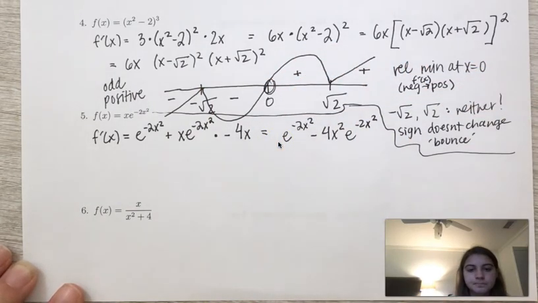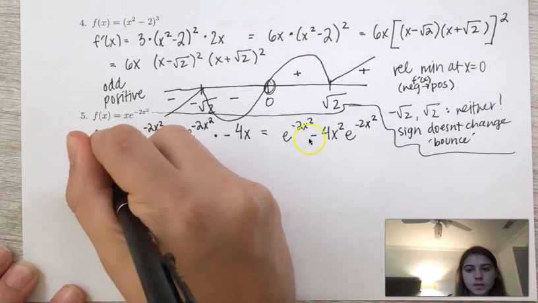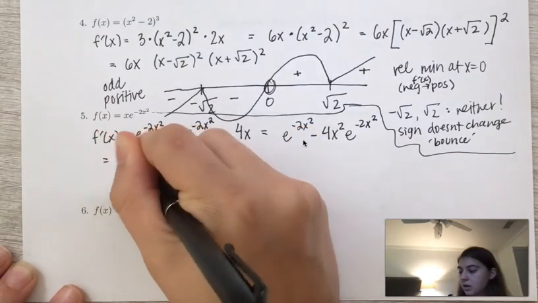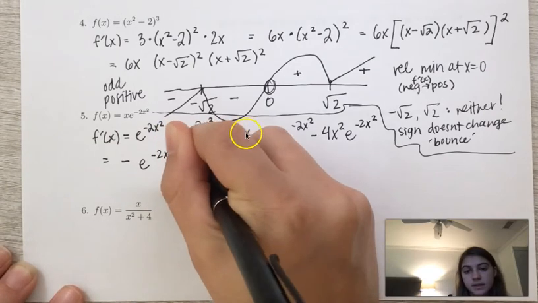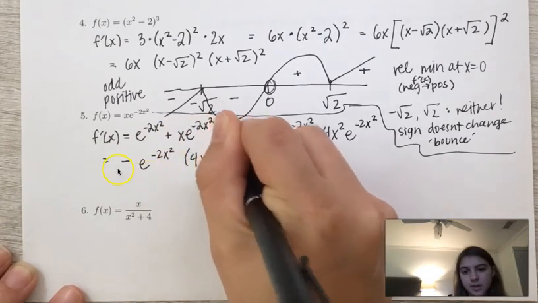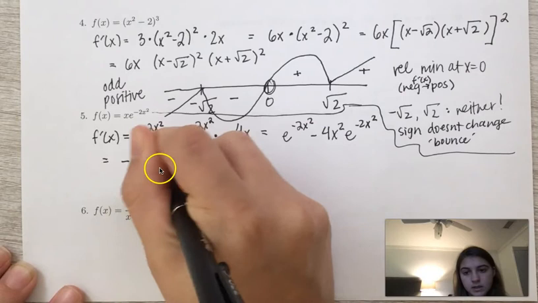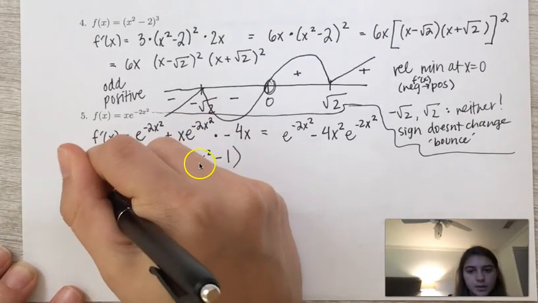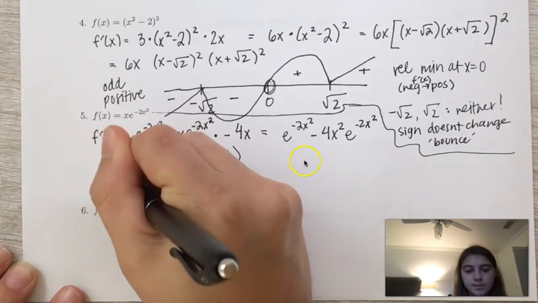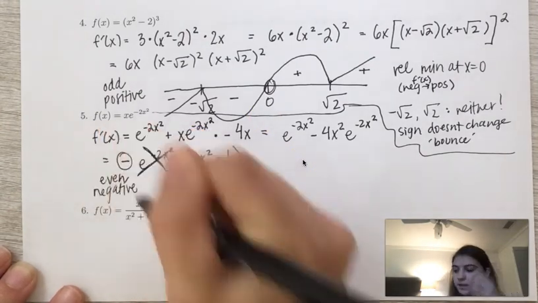And then we can factor out the e to the negative 2x squared. We're just going to go ahead and factor out a negative e to the negative 2x squared. We'll pull out the negative sign. And then we're left with, oh man, my hand is in the way. I'm so sorry, guys. I'm ruining this video.